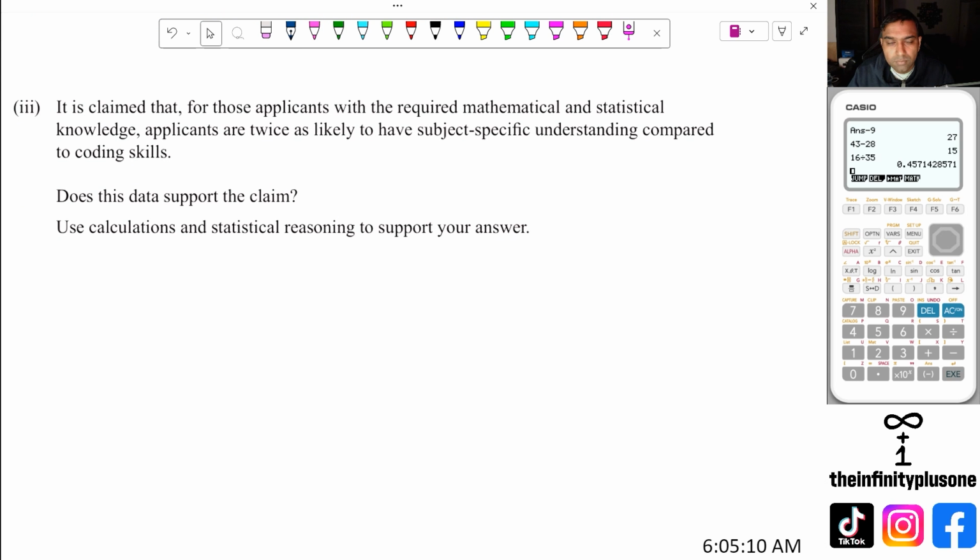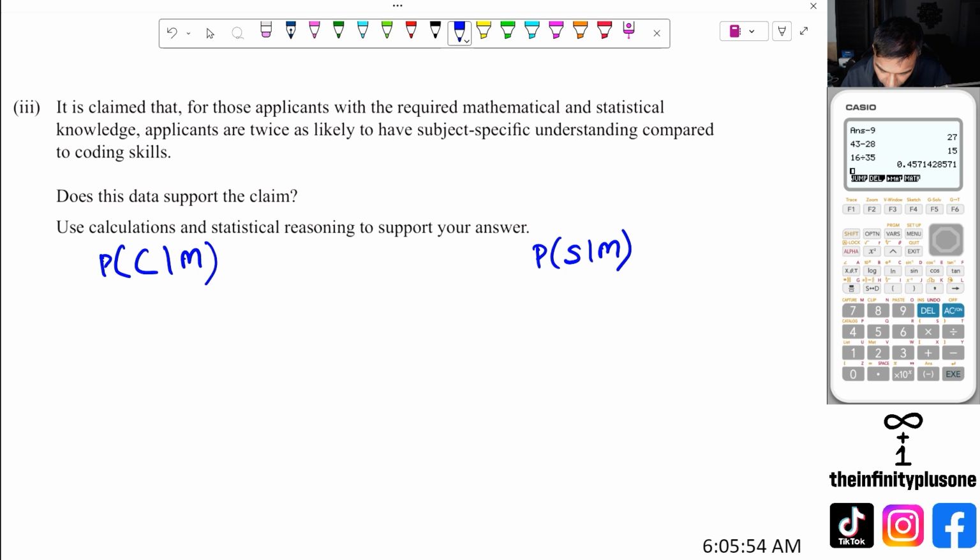Part 3 looks like a risk question, so we've got to try and work out the probabilities. So the first probability that we're going to need is that applicants with the required mathematical skills are twice as likely to have subjects compared to coding skills. So we're going to look at the probability of coding given that they do maths. And then we've got to figure out the probability of subject specific given that they do maths as well.